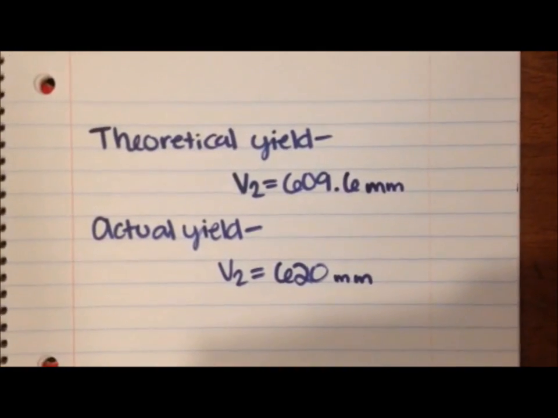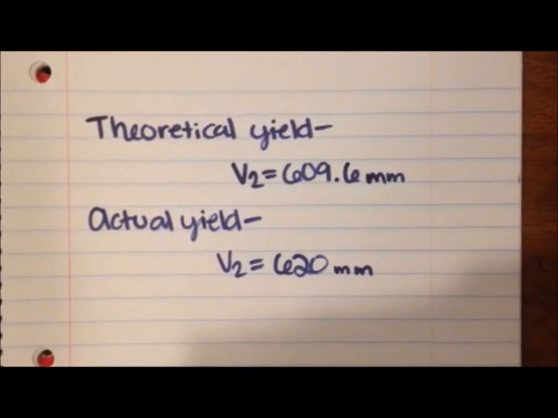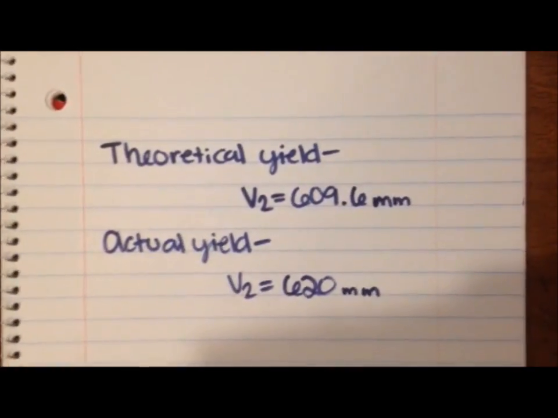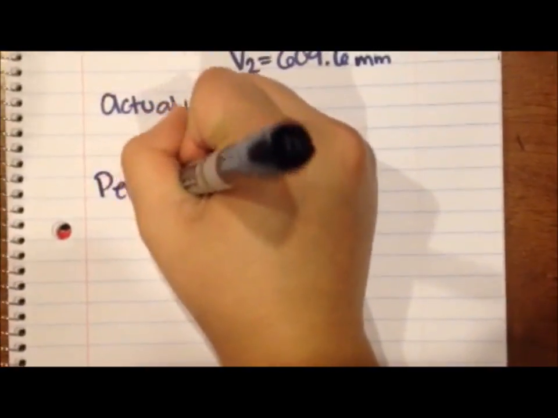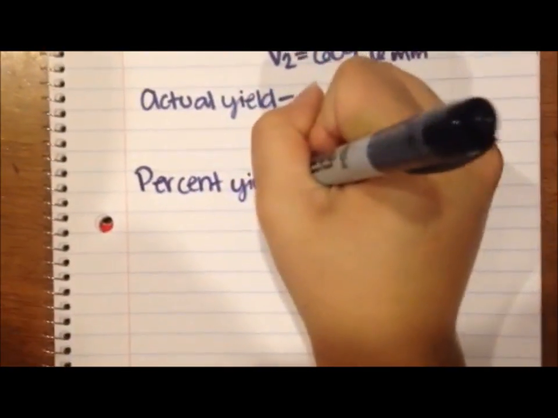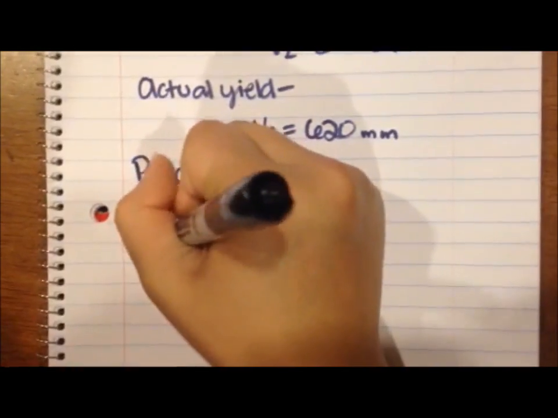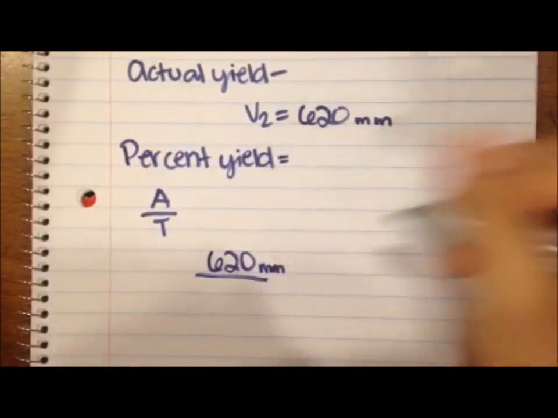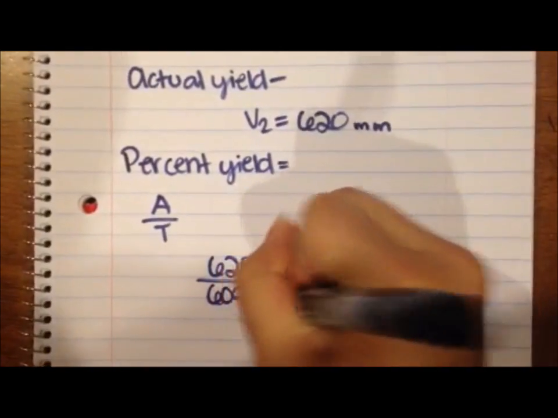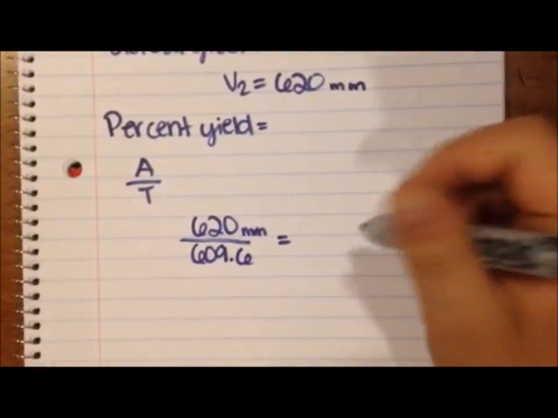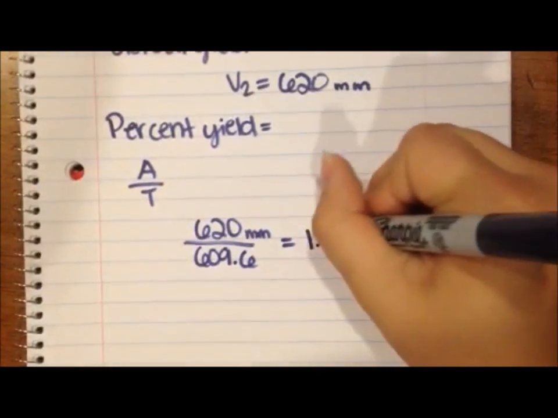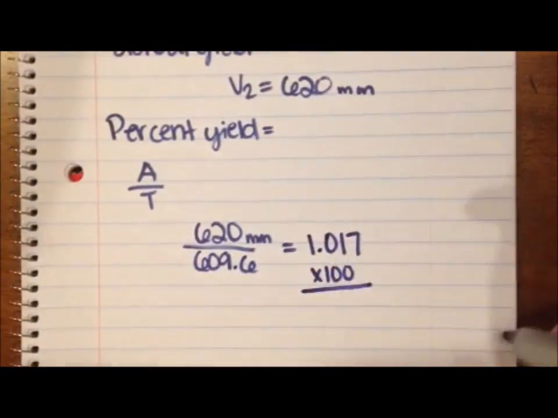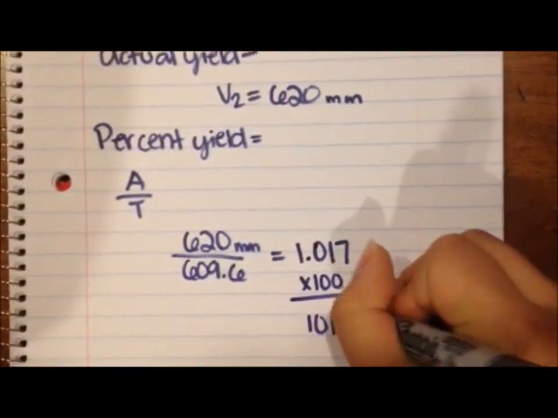Now that we have our theoretical yield, which is 609.6 millimeters, and our actual yield, which was 620 millimeters, we will be able to find our percent yield. By doing this, we put the actual yield over the theoretical yield. The actual yield was 620 millimeters, so we put that over 609.6. When you divide this, you get 1.017, but you have to multiply it by 100 to find the percent, and you get 101.7, which you can round to 102%.